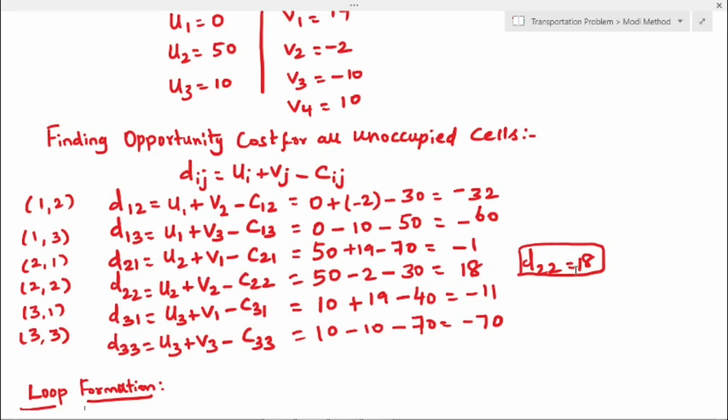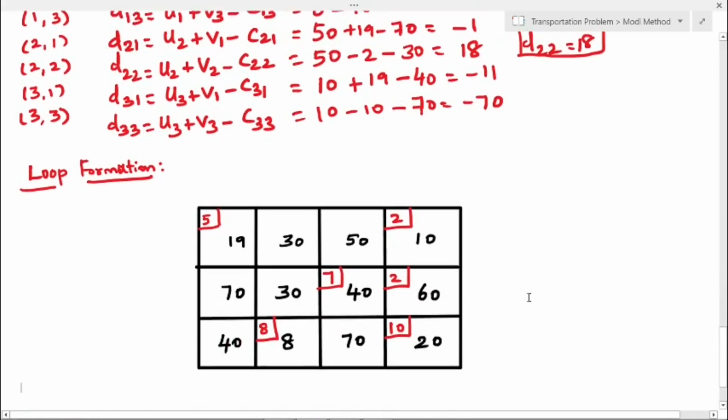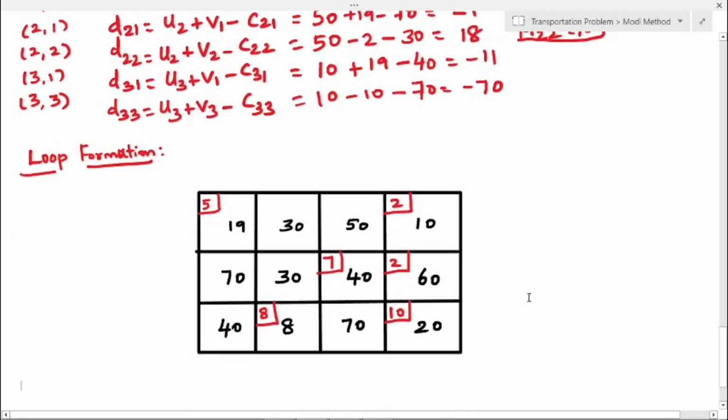For that we have to first find a loop formation method, so we have to consider the table again. I have written the table with the allocations. This place, that is D22, second row, second column, is an unoccupied cell in the previous table. Now our aim is to convert this unoccupied cell into an occupied cell. For that we have to first form a loop.